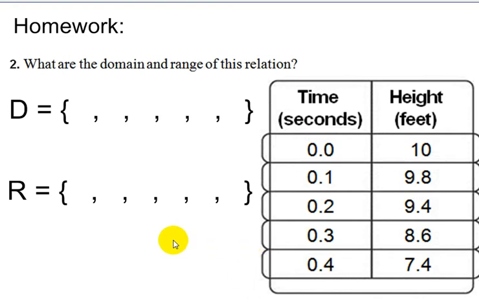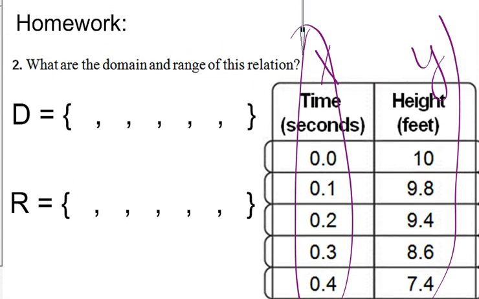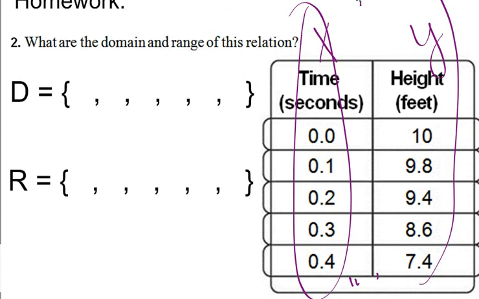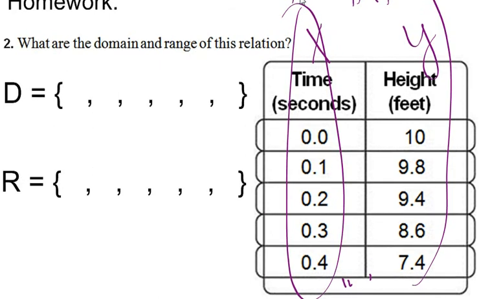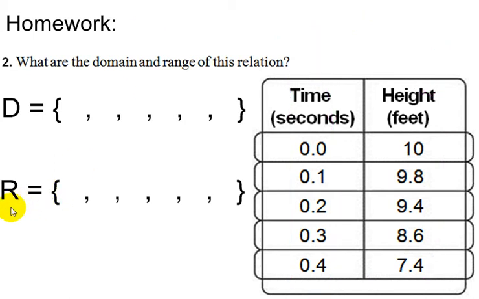On your homework, again, here is your problem number 2 on your practice K. And it says, what are the domain and range of this relation? So your domain, well, these are all your x values. So there's your domain, and these are your y values. Oops. Didn't mean to do that, sorry. And fix it. Okay, sorry about that. All right, so now there's your x and y values. So domain is the x values, range is the y values.